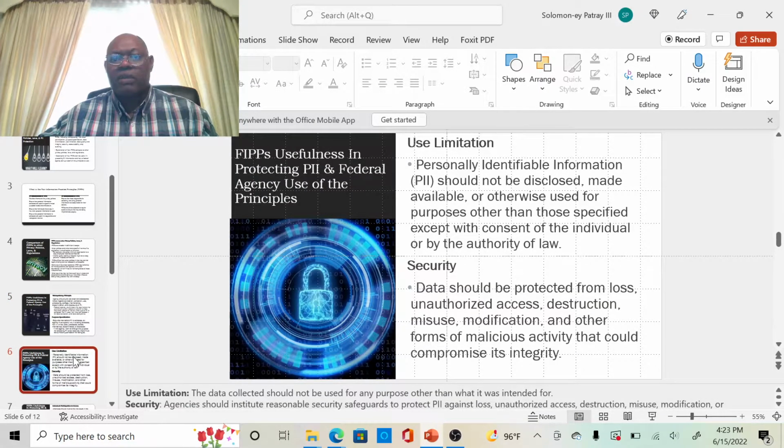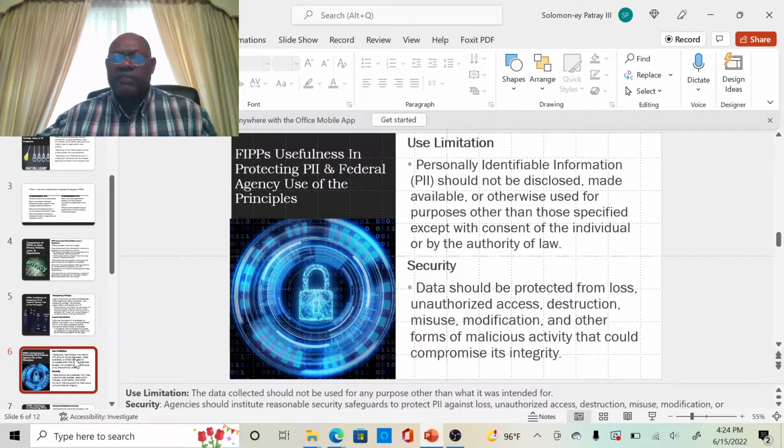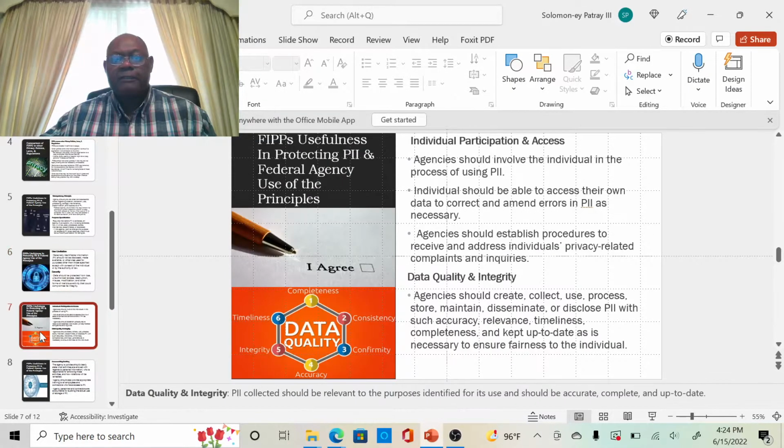Another principle involves the use limitation. Personal identifiable information, PII, should not be disclosed, made available, or otherwise used for purposes other than those specified, except with consent of the individual or by authority of law. Another principle involves security. Here, data should be protected from loss, unauthorized access, destruction, misuse, modification, and other forms of malicious activity that could compromise its integrity.